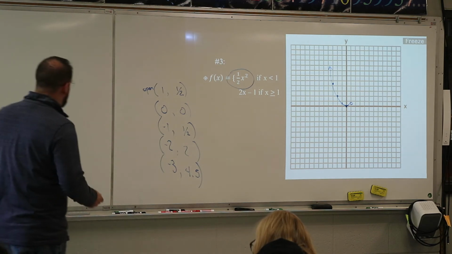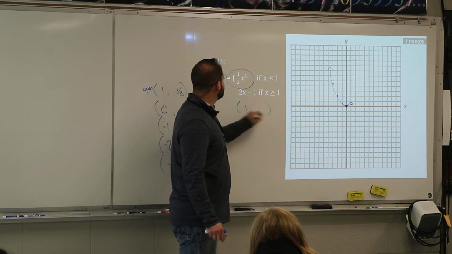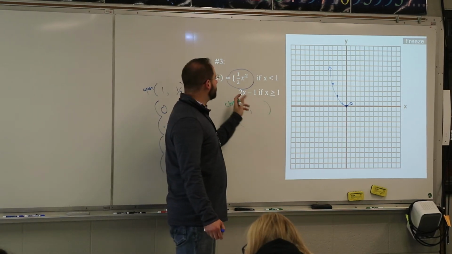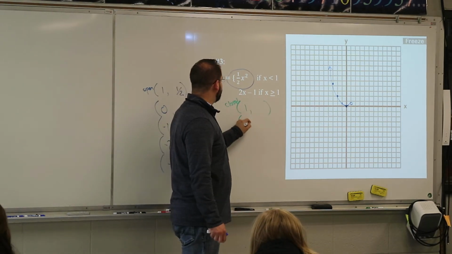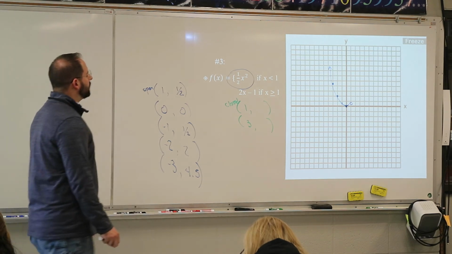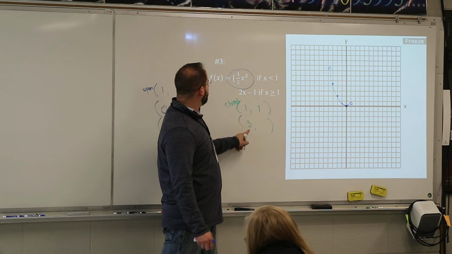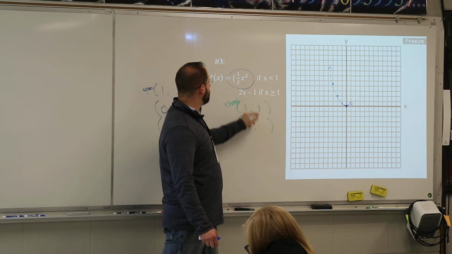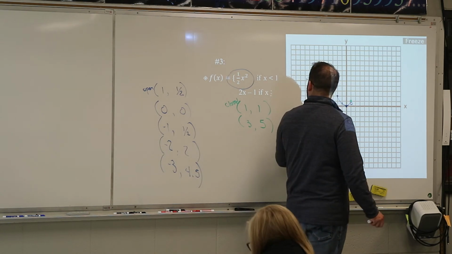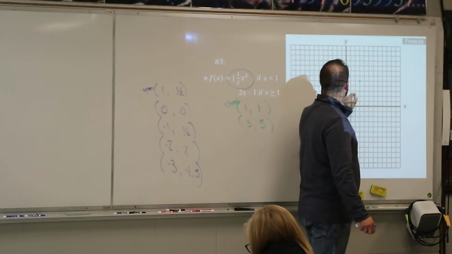All right, now the next one. I'm going to plug in the number 1, and this is a closed circle. Then I'm going to plug in a number greater than 1, because I know this is a line, so I can just plug in one more number. I'll plug in 3. It doesn't really matter what number I plug in. All right, so 1 plugged in. 1 times 2 is 2. Minus 1 is 1. If I plug in 3, 3 times 2 is 6. Minus 1 is 5. So 1, 1, closed circle, and 3 comma 5. And it's a straight line going that way.